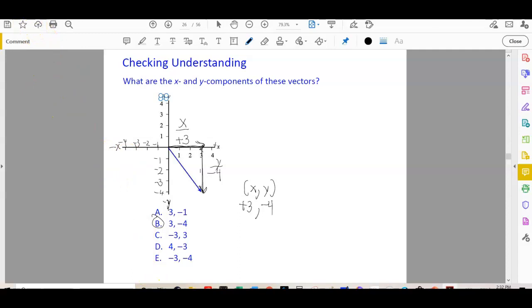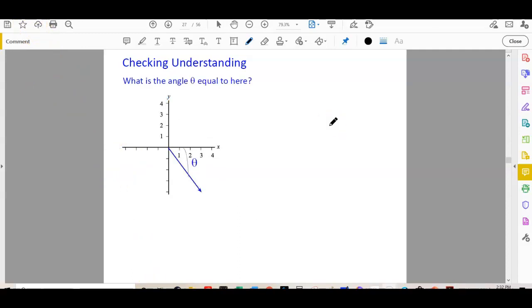Well, now we're given the same problem, and you need to find what theta is. There are a lot of ways to do this, but let's try to use the easiest, most straightforward way. So go ahead and take an attempt to figure out what theta is, and remember your trig functions: sine, cosine, tangent.